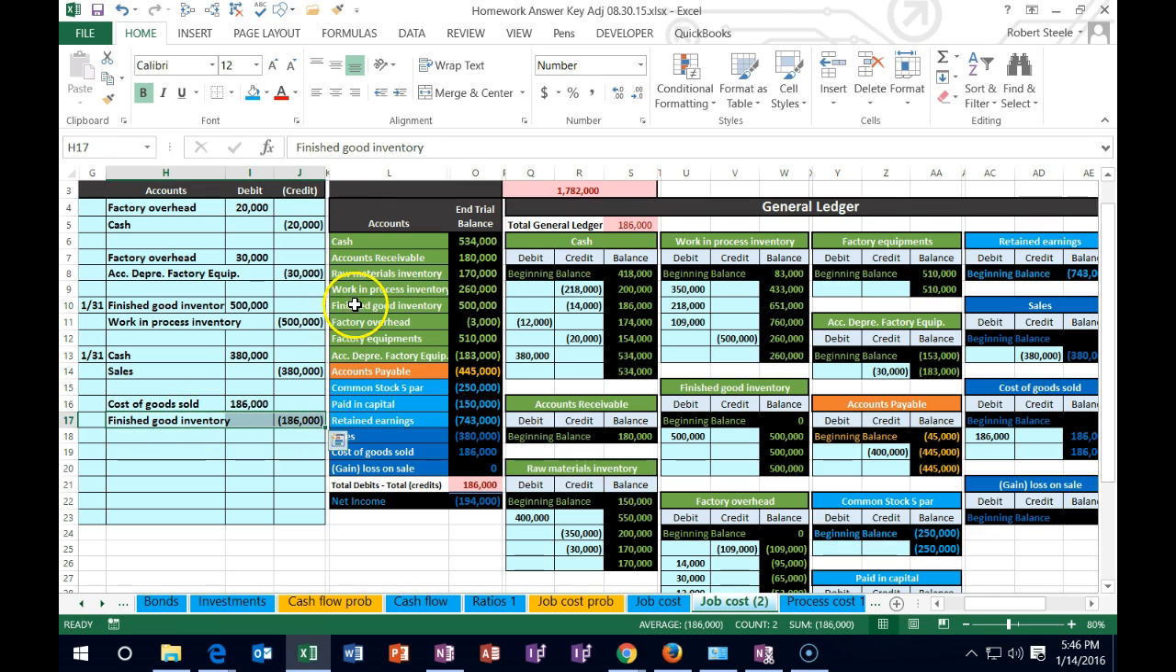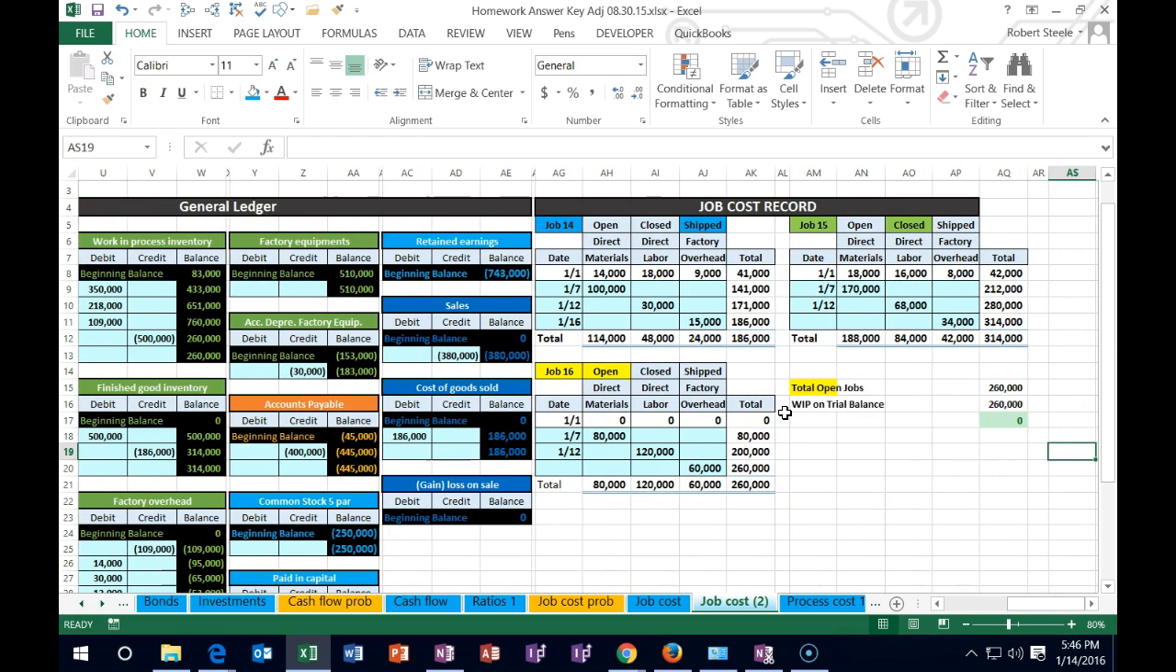finished goods is here, finished goods is here on the trial balance, and finished goods is over here on the general ledger. We are in V19 equals, pointing to the 186,000, brings the finished goods down. So now we have in finished goods just the 314. If we scroll over to our jobs, all that's in the finished goods is the 314 now. We still have in open jobs just job 16 of the 260, and in the work in progress we have the 186.